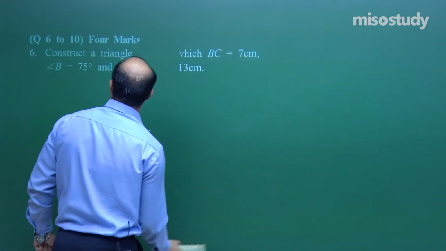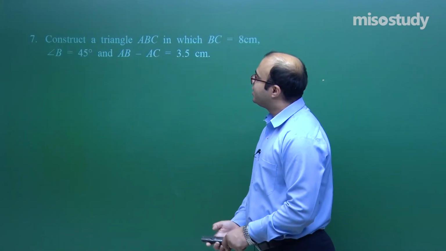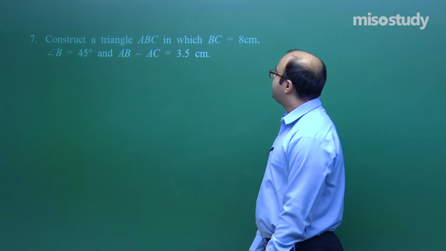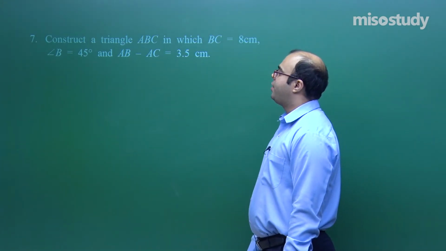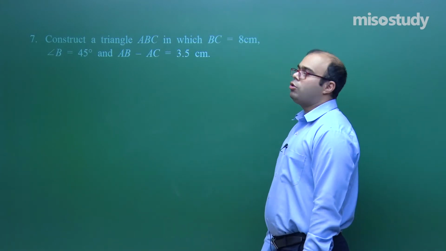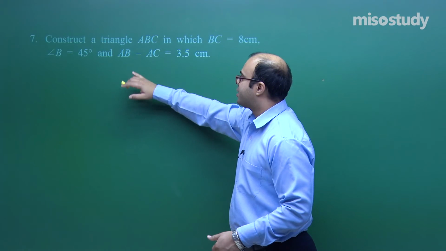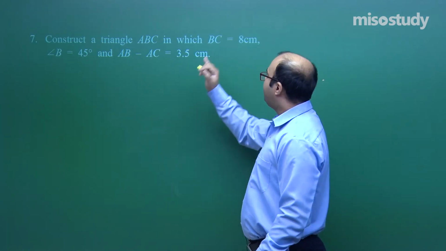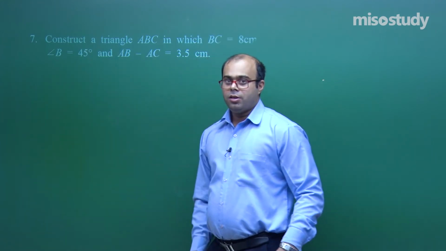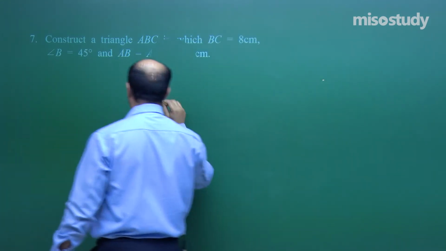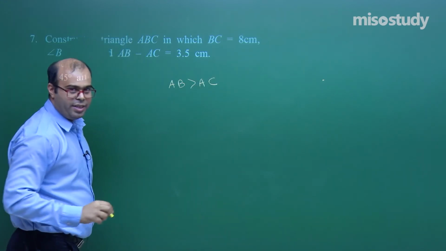Let us move on to the next question, which is also of 4 marks, students. Next question says, construct a triangle ABC in which BC is equal to 8 centimeter, angle B is equal to 45 degree, and AB minus AC is equal to 3.5 centimeter. So here we have to understand which is greater side. AB is greater side, and AB is the line adjoining angle B. So here AB is greater than AC. We studied 2 cases. Here there is first case, AB is greater than AC.